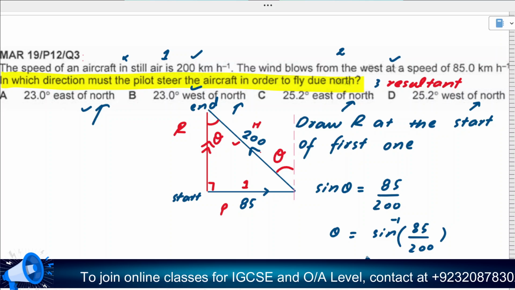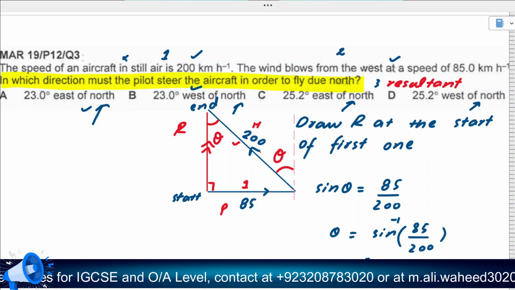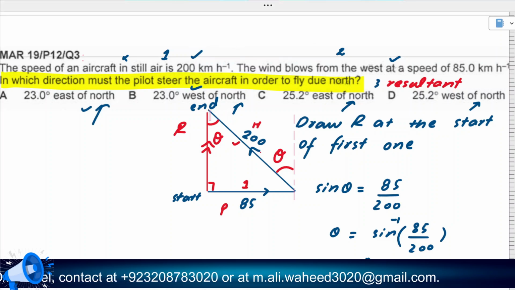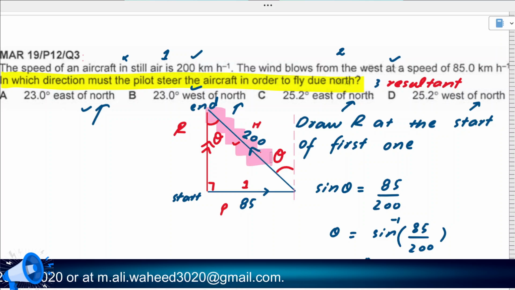25.2 degrees. And what should be the direction of this one? Let me highlight it first. We need to find the direction of this one in terms of east, west, north, south. What is the direction of this one? Exactly, west of north, because it's towards the left side. So west of north.